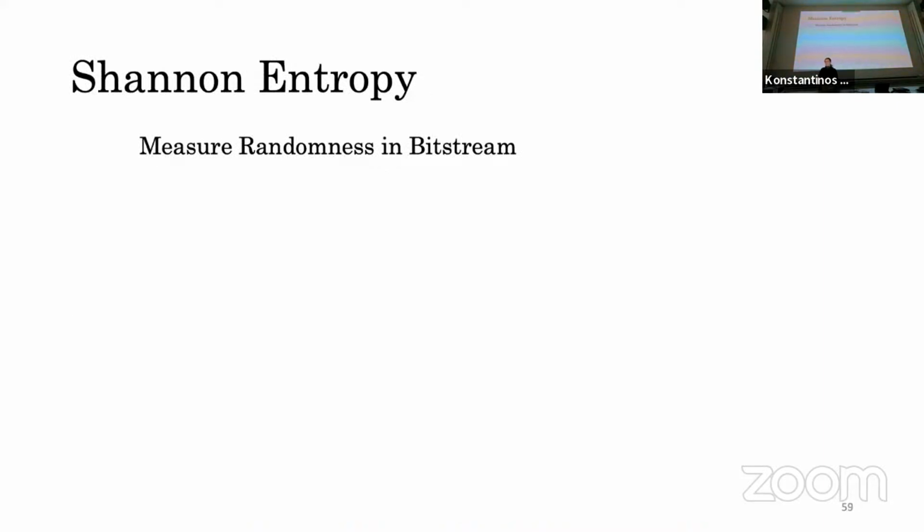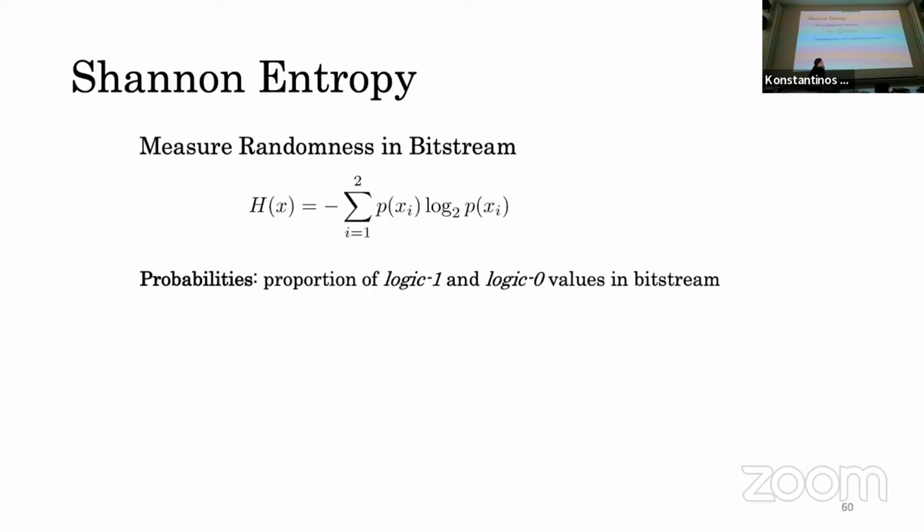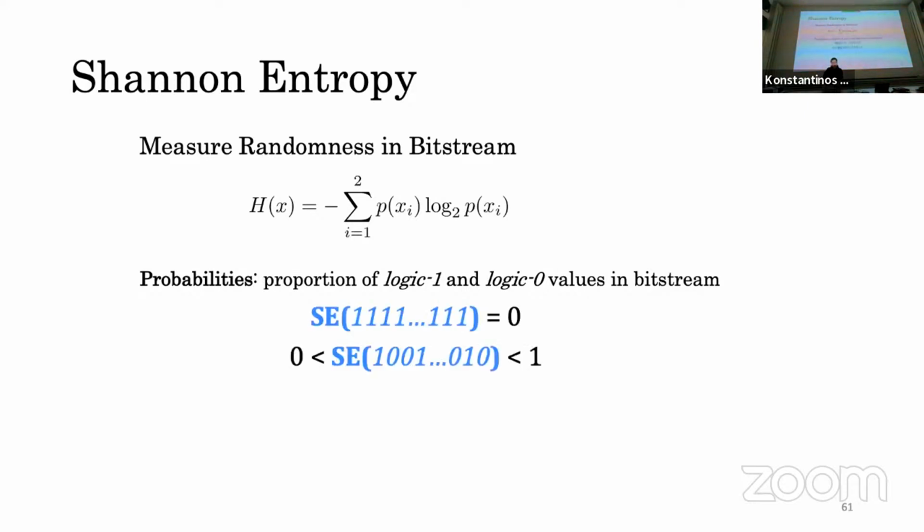In order to quantify the randomness of a bit stream that was generated using QUAC, the paper proposes we use Shannon Entropy. Shannon Entropy basically measures the signal present in any bit stream. It is calculated according to the following formula, where P is the probability, which basically translates to the proportion of logic 1 and logic 0 values in a bit stream. If you want to think about it intuitively, if you have a stream of only ones, then the Shannon entropy of this would be 0. And if you have a stream where you have a roughly equal amount of ones and zeros, then the Shannon entropy would be close to 1.